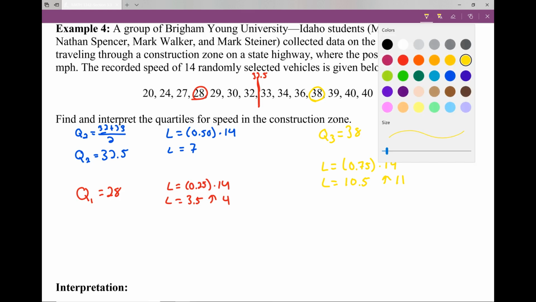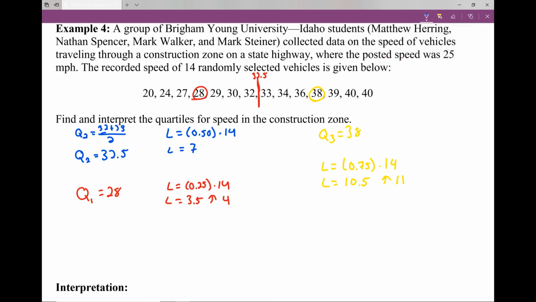Now, if I were to write this with the 5-number summary, my lowest value is going to be 20. My Q1 is 28. Q2 is my 32.5. My Q3 is 38. And my highest value is going to be 40.